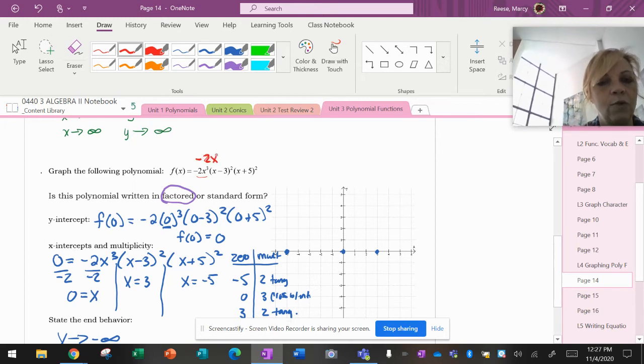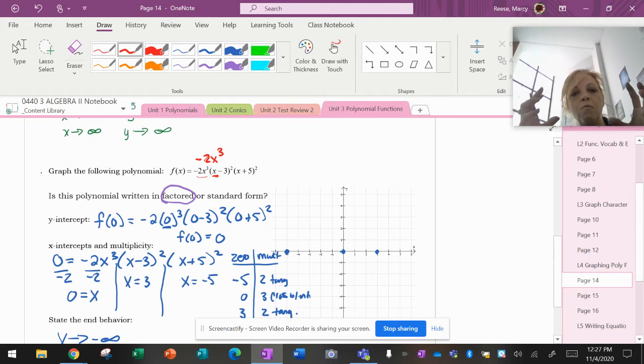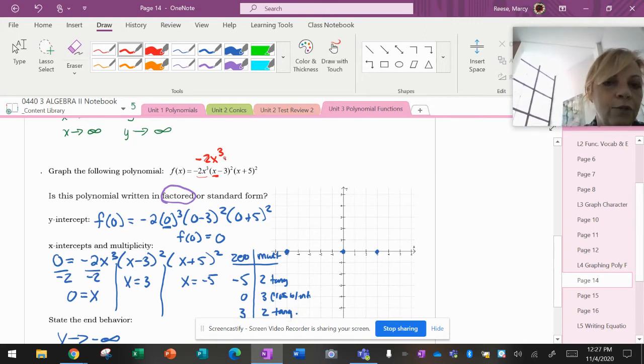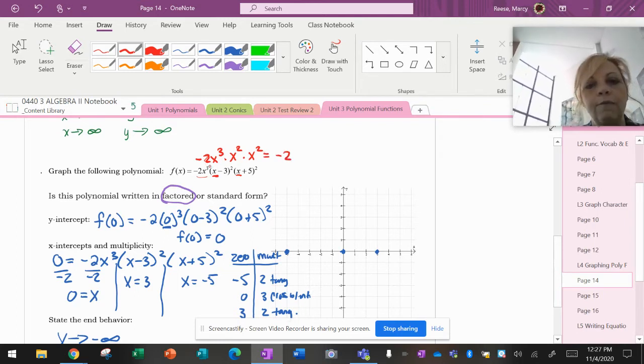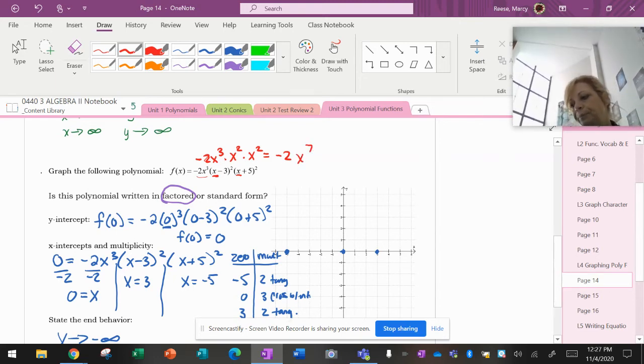This is -2x cubed. This one here, if I were to take x minus 3 squared and multiply it through, the first term of that would be x to the 2nd. And then x plus 5 times x plus 5 would produce another x squared. And so I would have a -2, right? Still need that -2 x to the 7th.